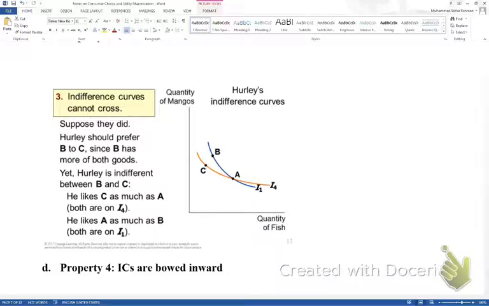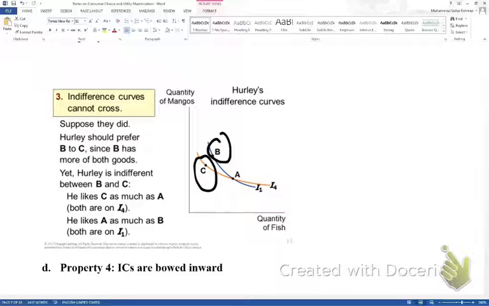Let's say I1 and I4 cross each other. If I1 and I4 cross each other, then you should see that there is a problem, right? Because if you think about the location of B and C, B is on I1 and C is on I4, B actually has more of both goods than C. So B should be preferred to C. B should give you more utility, right?